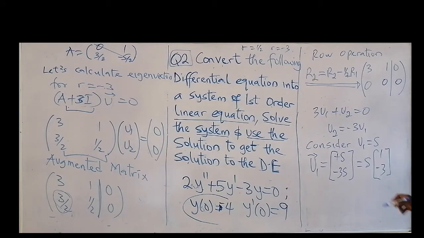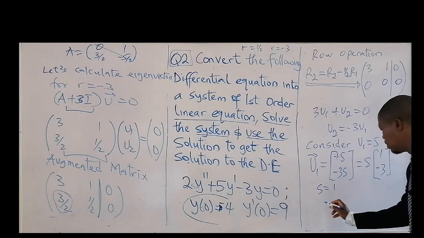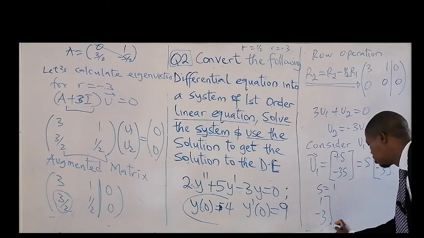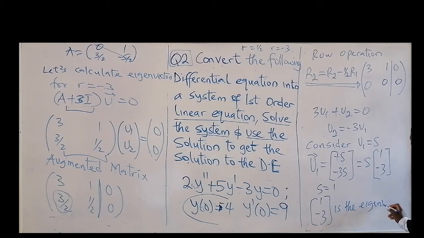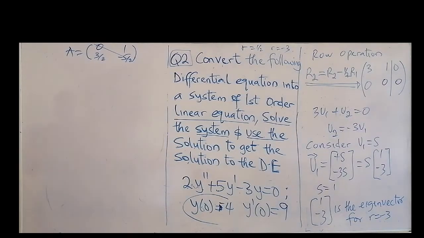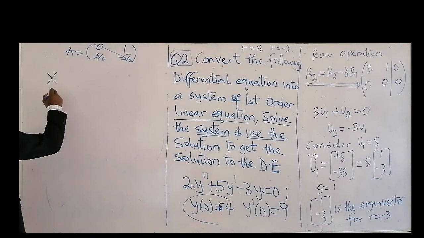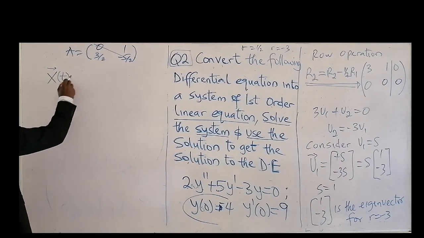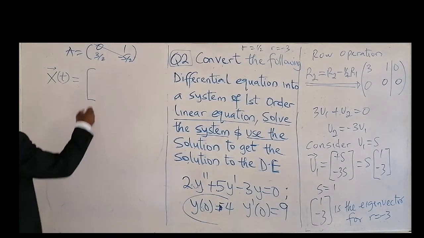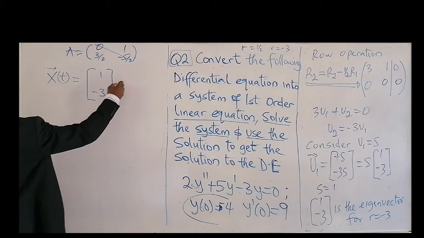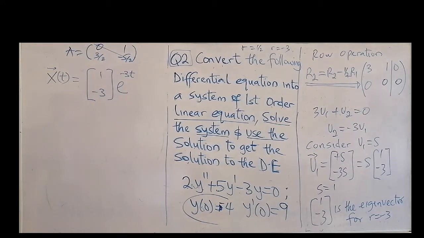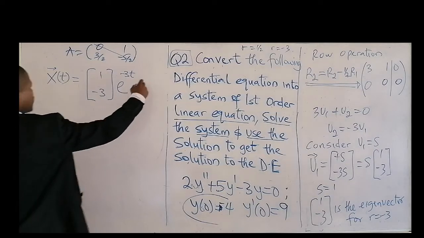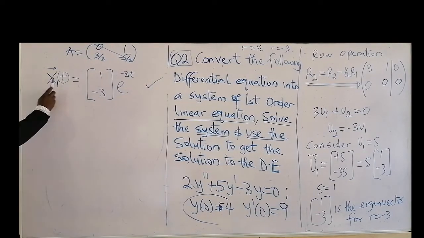Okay, so if you take this one to be 1, then this vector is the eigenvector for r equal to minus 3. Then the solution for the system as a function of t will be equal to the vector 1, minus 3, times the exponential to power minus 3t. Okay? So we've gotten the first solution. I can call it x1.